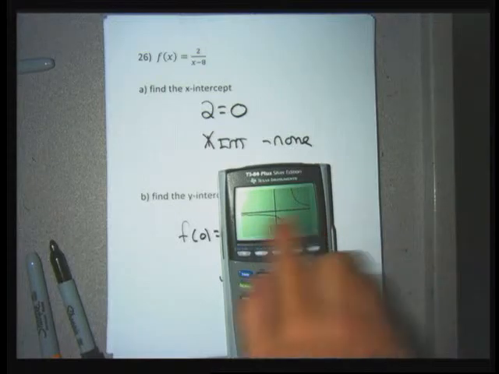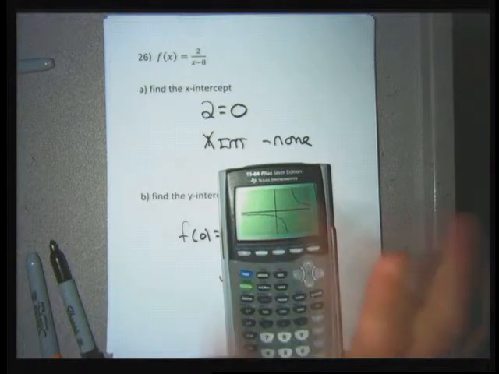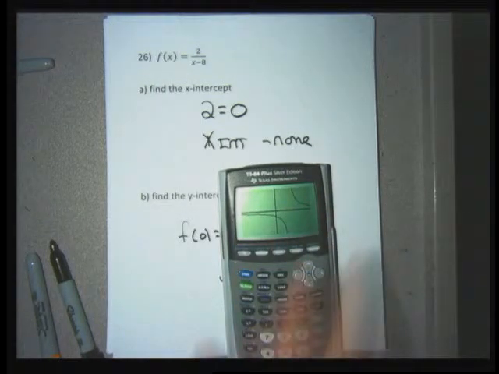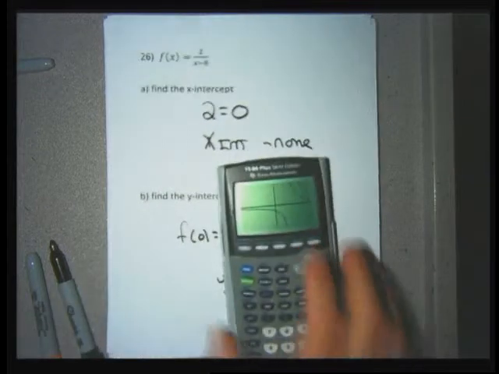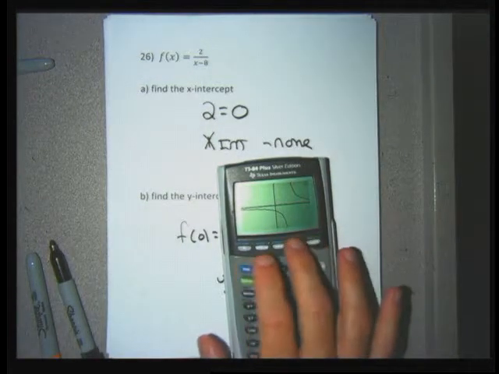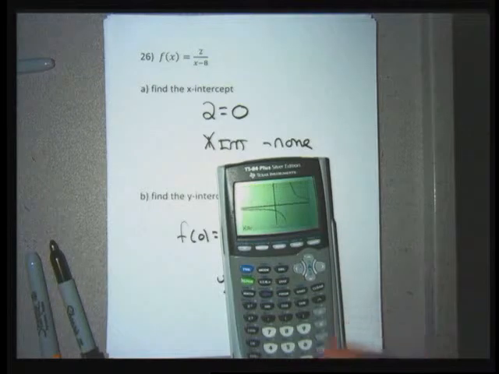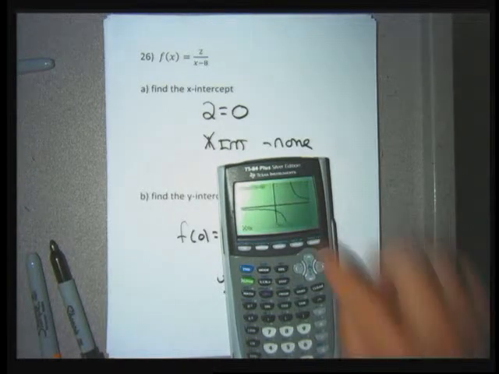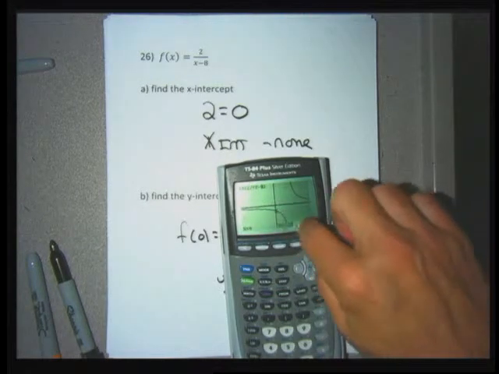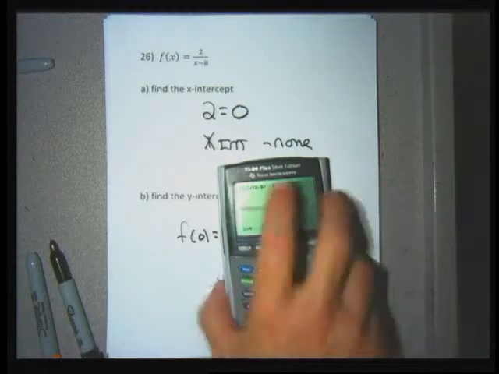So there's always a gap between the graph and the x-axis. So we say it doesn't have an x-intercept. But it does have a y-intercept of negative 1/4. To find the y-intercept, I go second, calc, value, type in 0, and it's going to give me negative 0.25, which is the decimal version of negative 1/4.